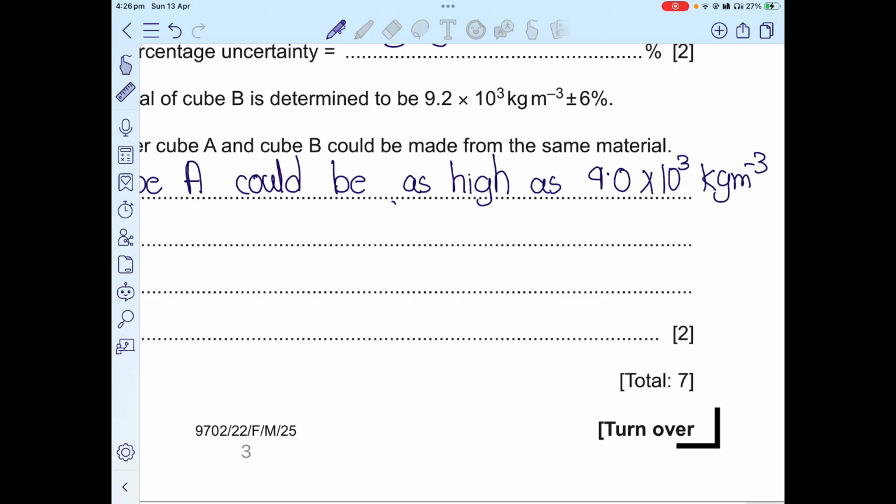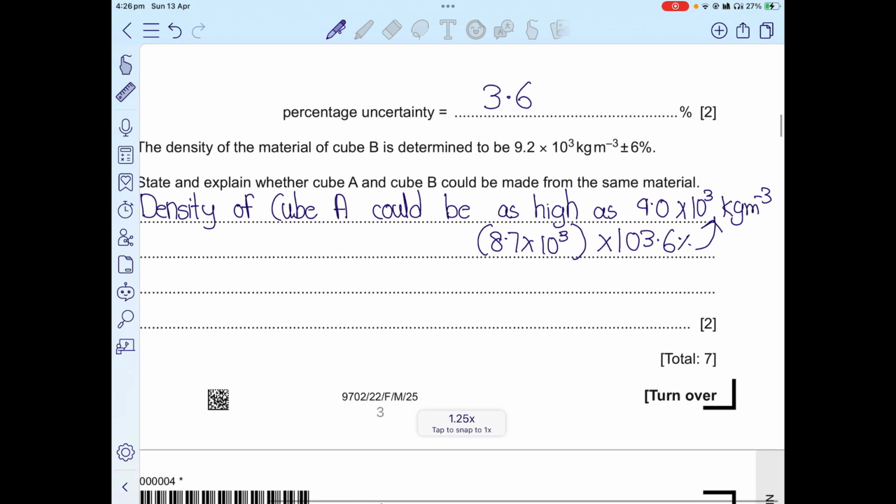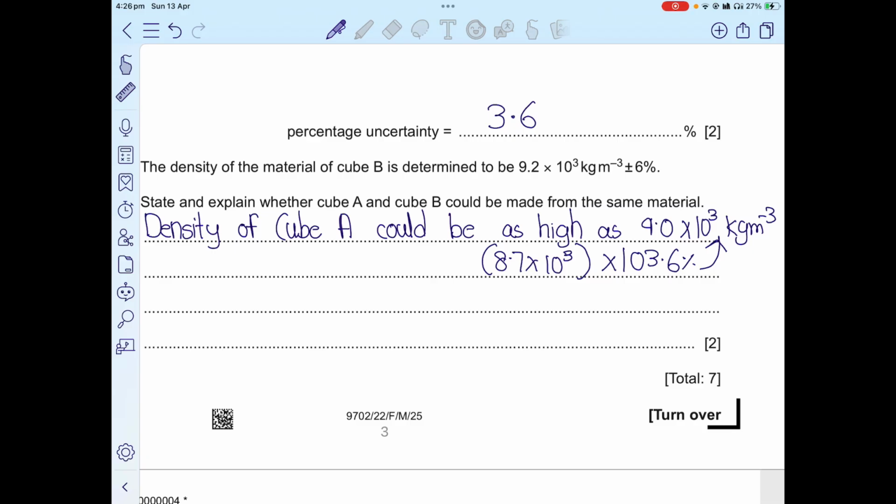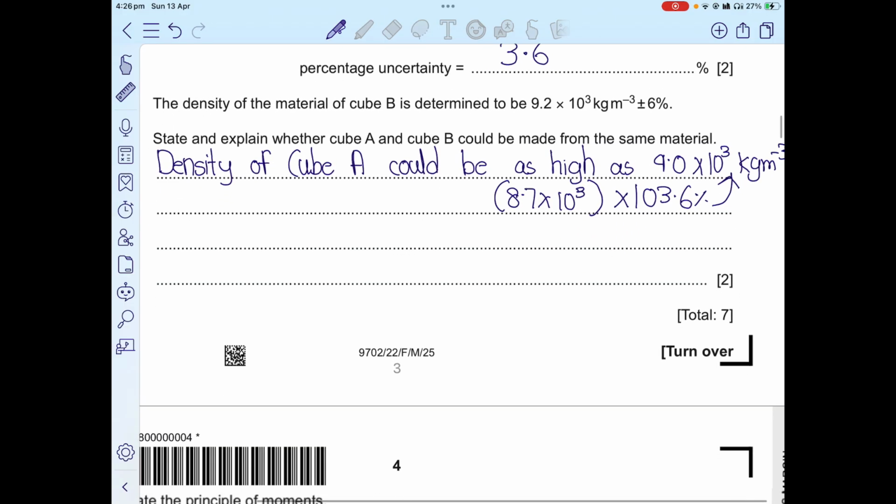If you're wondering how I got this value, I had 8.7 into 10 raised to 3 and I multiplied it with 103.6%. This gave me this value. Why did I multiply with 103.6%? Multiplying by a percentage greater than 100 means you're taking the original value plus adding 3.6%. So it is like increasing the value by 3.6%. It gives me this.